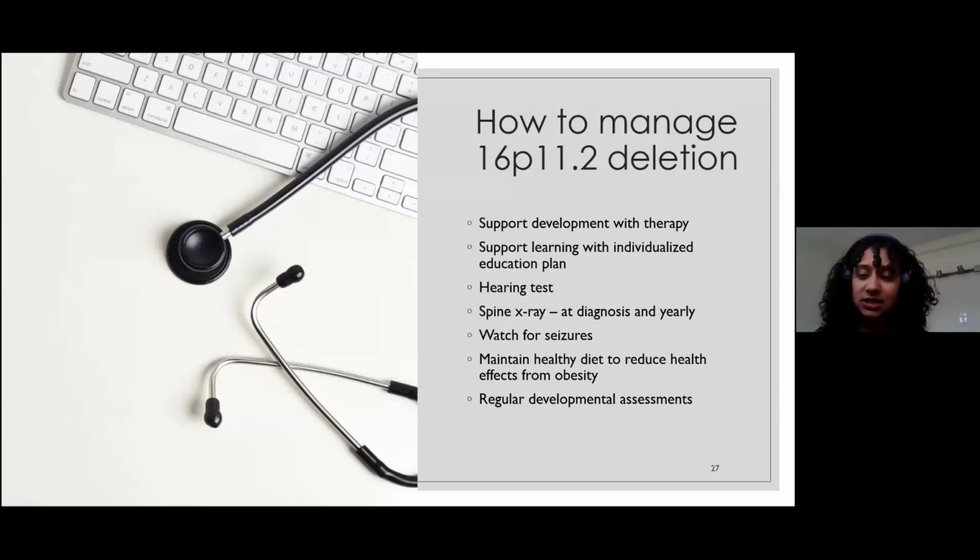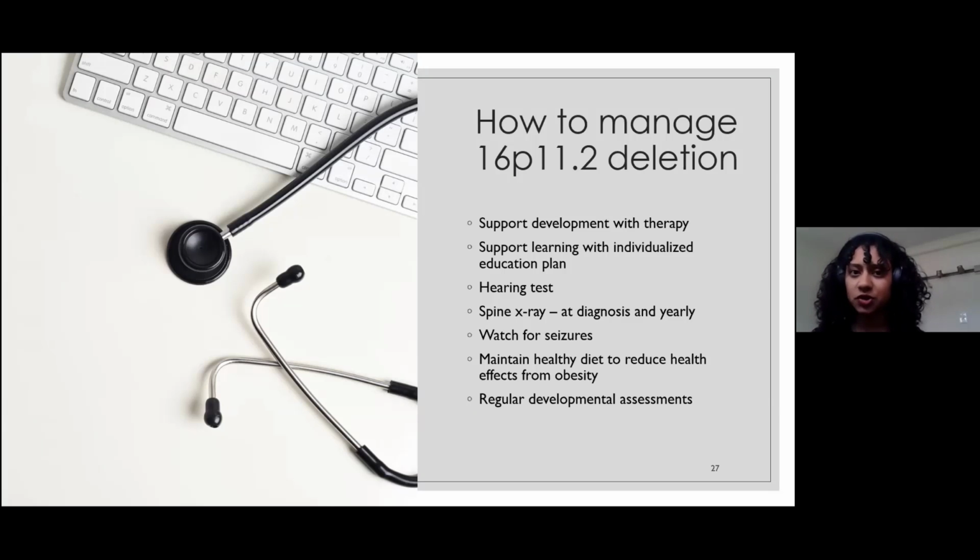So how do we manage this deletion? So like I said, most of the features are kind of neurological and developmental, so we focus a lot on that. So we support their development with therapy, support their learning with an individualized education plan or IEP. You may have heard about that if you have kids who need special help in school. We check their hearing because they can have some hearing loss. We do spine x-rays because they can have some differences in their spine structure. We do that at diagnosis and yearly.